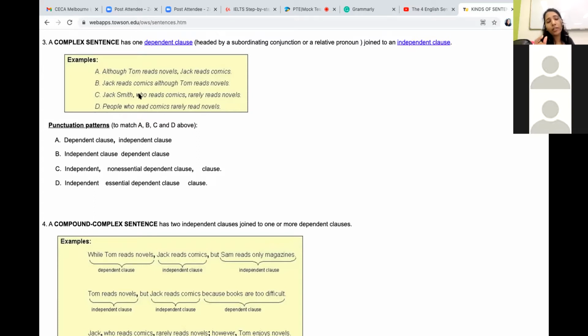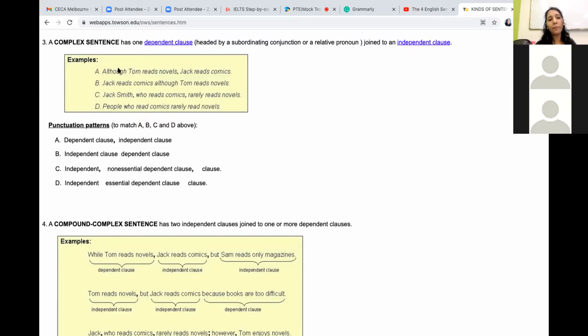So that is called a relative pronoun, which is referring to a noun. So even though this is a question word, who, it's referring to Jack Smith. So this is a relative pronoun. So the bottle which I am holding in my hand. So which becomes a relative pronoun.